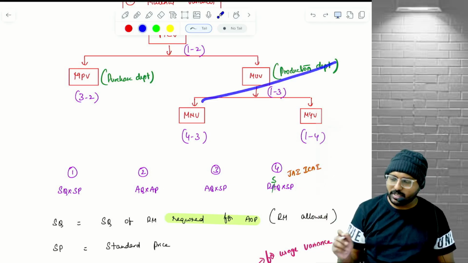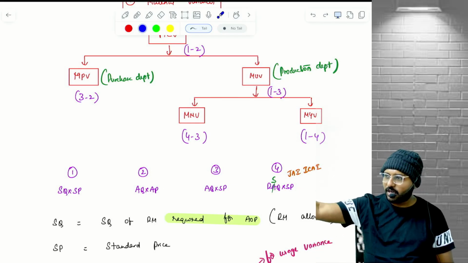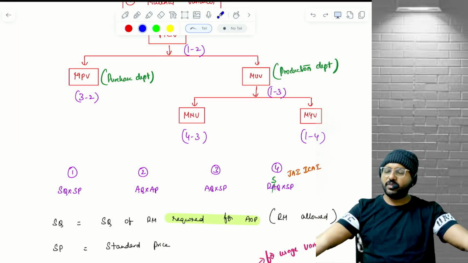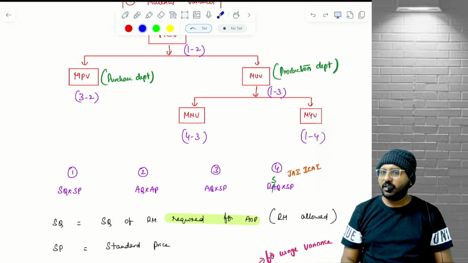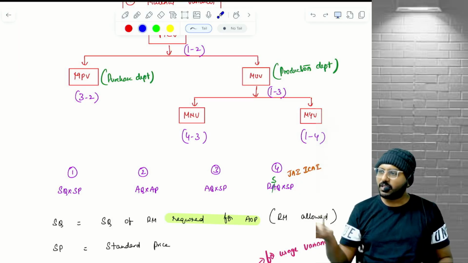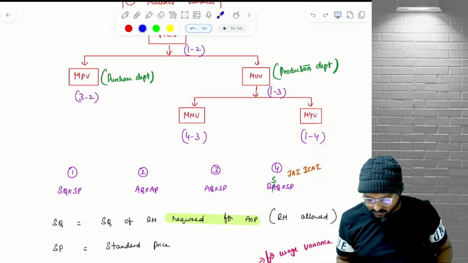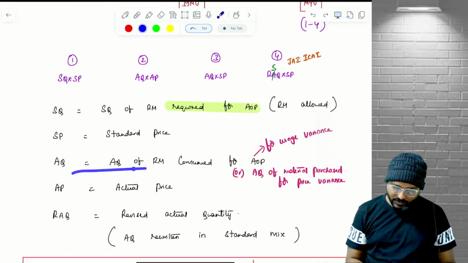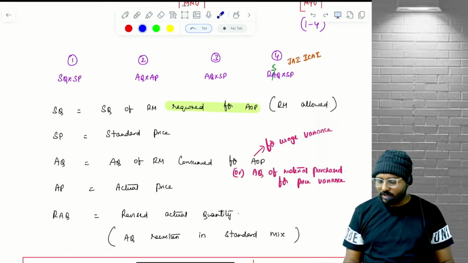When I'm calculating usage variance, I should take actual quantity consumed. When there is no information with respect to purchase in the question, I'll take the same, which is nothing but actual quantity consumed. Clear? Everybody? Right. Chalo. AP means what? Actual price.